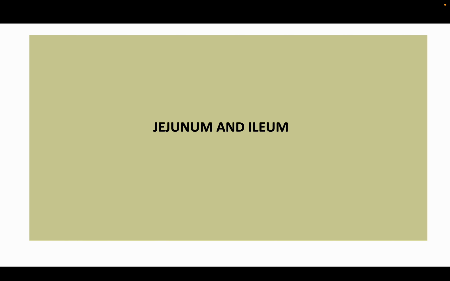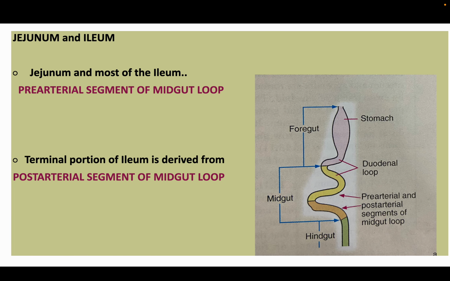Now coming to the development of the jejunum and ileum. The jejunum and ileum are basically derived from the midgut loop. We have seen the duodenal loop which is going to form the duodenum. Then the jejunum and ileum arise from the midgut loop. The jejunum and most of the ileum develop from the pre-arterial segment of the midgut loop. The terminal portion of the ileum is derived from the post-arterial segment of the midgut loop.